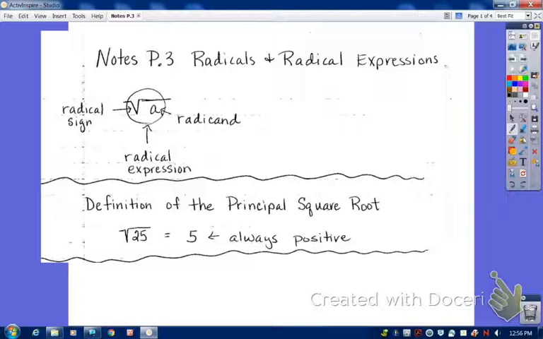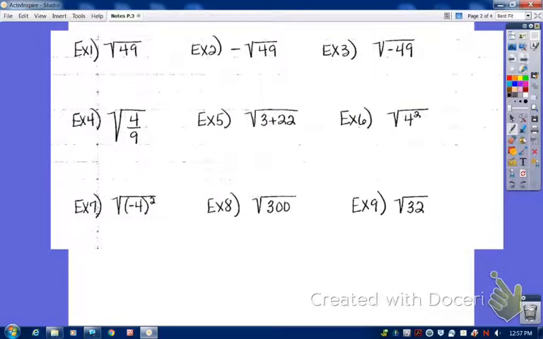So looking at example 1, these first few will go pretty quick. What's the square root of 49? 7. Example 2 has a negative out on the left-hand side. It's okay if the negative is outside the square root. We just bring that negative down with our answer. So the negative square root of 49 is going to be negative 7.